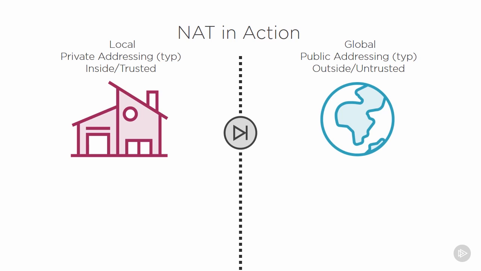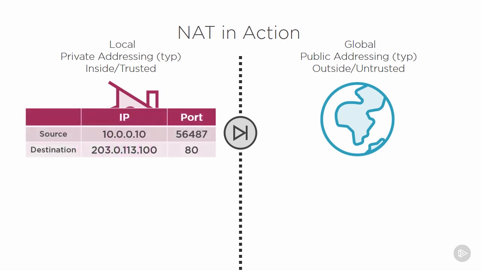Now we're going to start simple here. We're just going to have one single user in our house trying to reach a website out on the public internet. They're going to try to browse to 203.0.113.100 on port 80, which is some website, and my source IP address is 10.0.0.10. We've established that if I try to send this message out to the internet and get a reply back, that is going to fail because my source IP address is 10.0.0.10, a private address.